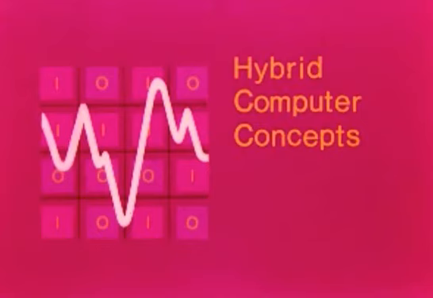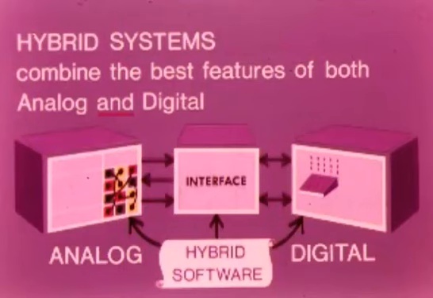A third type of computer is the hybrid computer. The field of hybrid computation will be covered in depth in another presentation. We mention here only the basic hybrid concepts. The hybrid computer combines the best features of both analog and digital. It is, in fact, a computing system made up of a digital computer and one or more analog computers, with a means provided for exchange of information between the computers. One of the most important parts of this system is the hybrid software used to program and control the system operation.